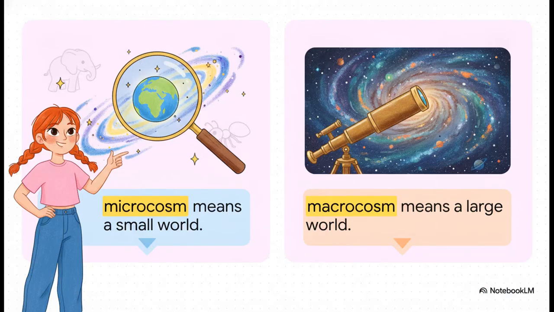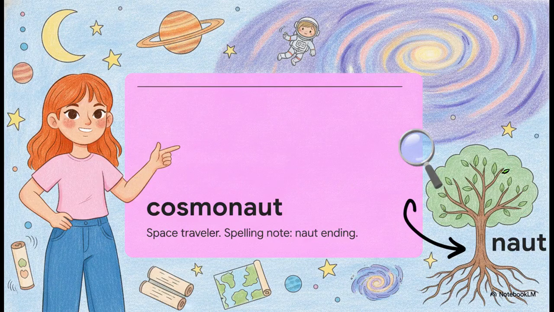Now this brings us to the incredible power of opposites. Microcosm versus macrocosm. Microcosm means a small world. Macrocosm means a large world. It's crazy, but just by swapping a single prefix at the beginning, micro for small, macro for large, you completely change the entire scale of our universe. Finally, we have the cosmonaut. That's our space traveler. Notice the spelling note here. It ends with naut. And actually, that naut ending is a perfect logical transition into our next phase, because it shows us exactly how different Greek roots team up.